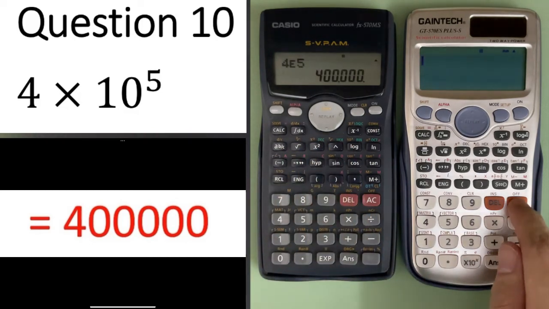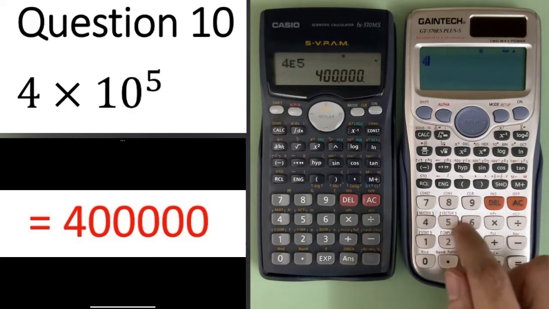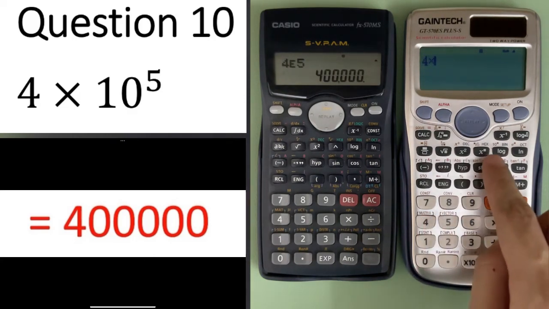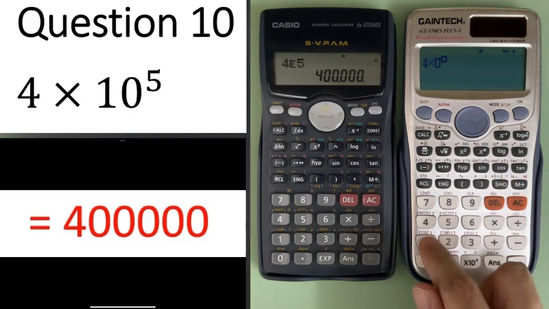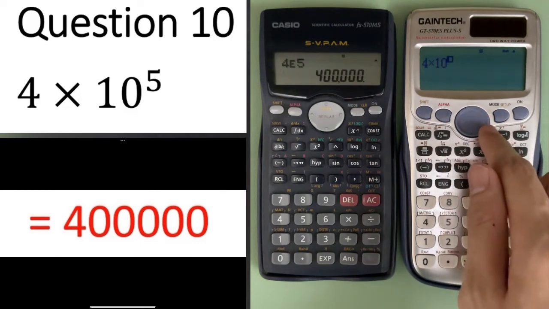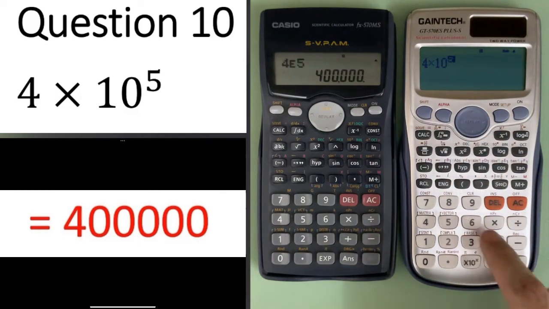Now I'm going to show you this calculator. For this calculator, click on 4, multiply, then press this button. So you have 2 boxes to fill. This is easier. Click on 10, right arrow, and put on your powers. Press equal. So you get 400,000.